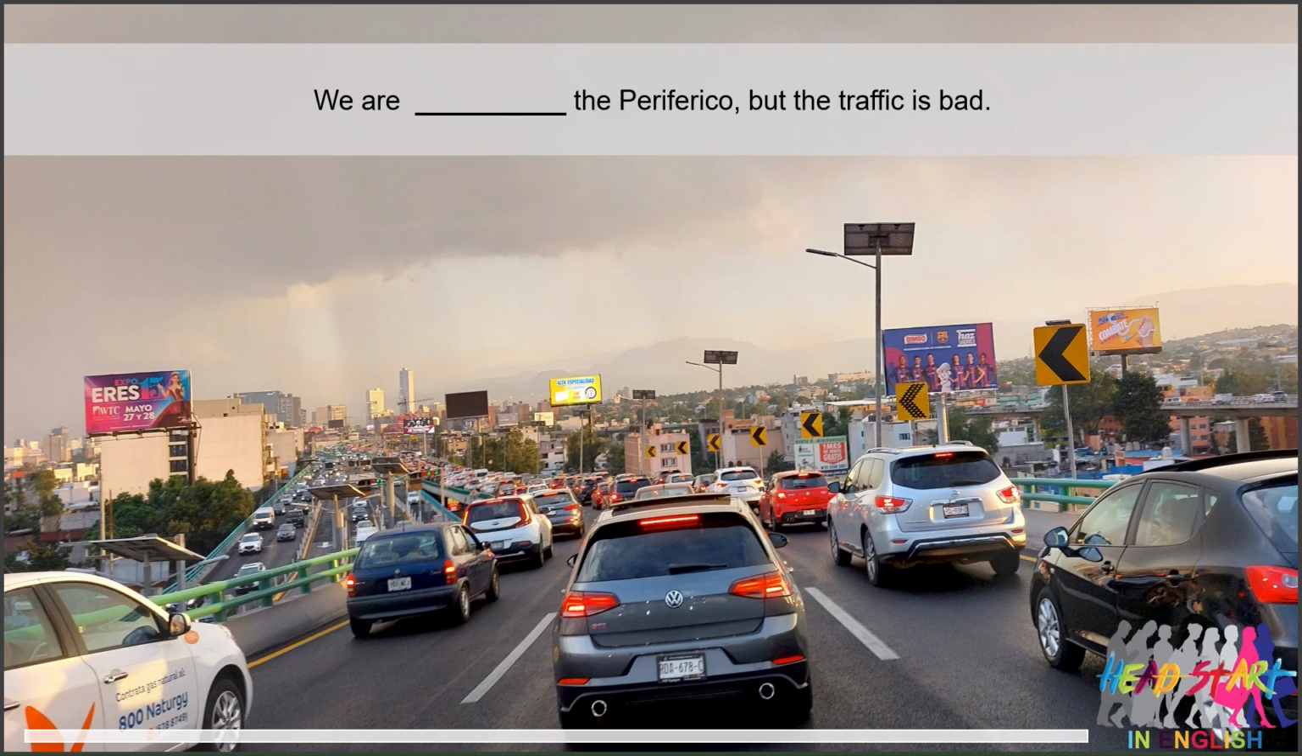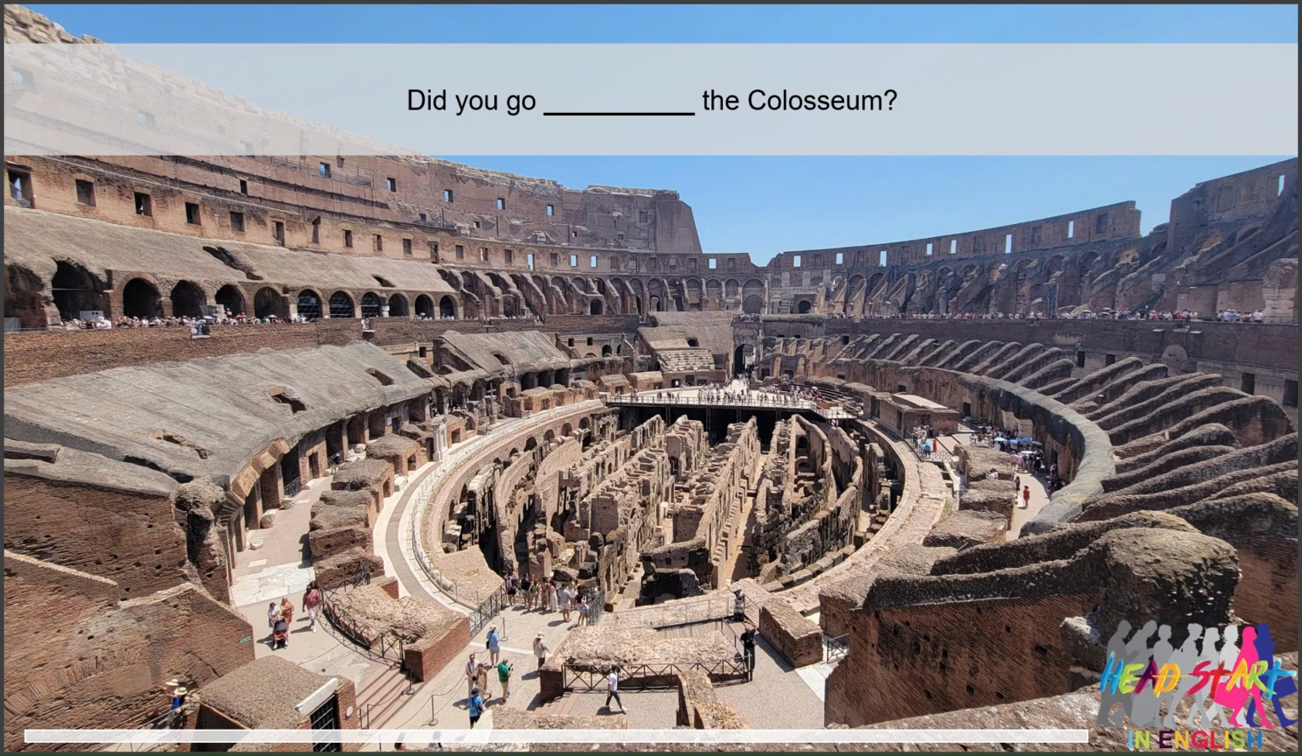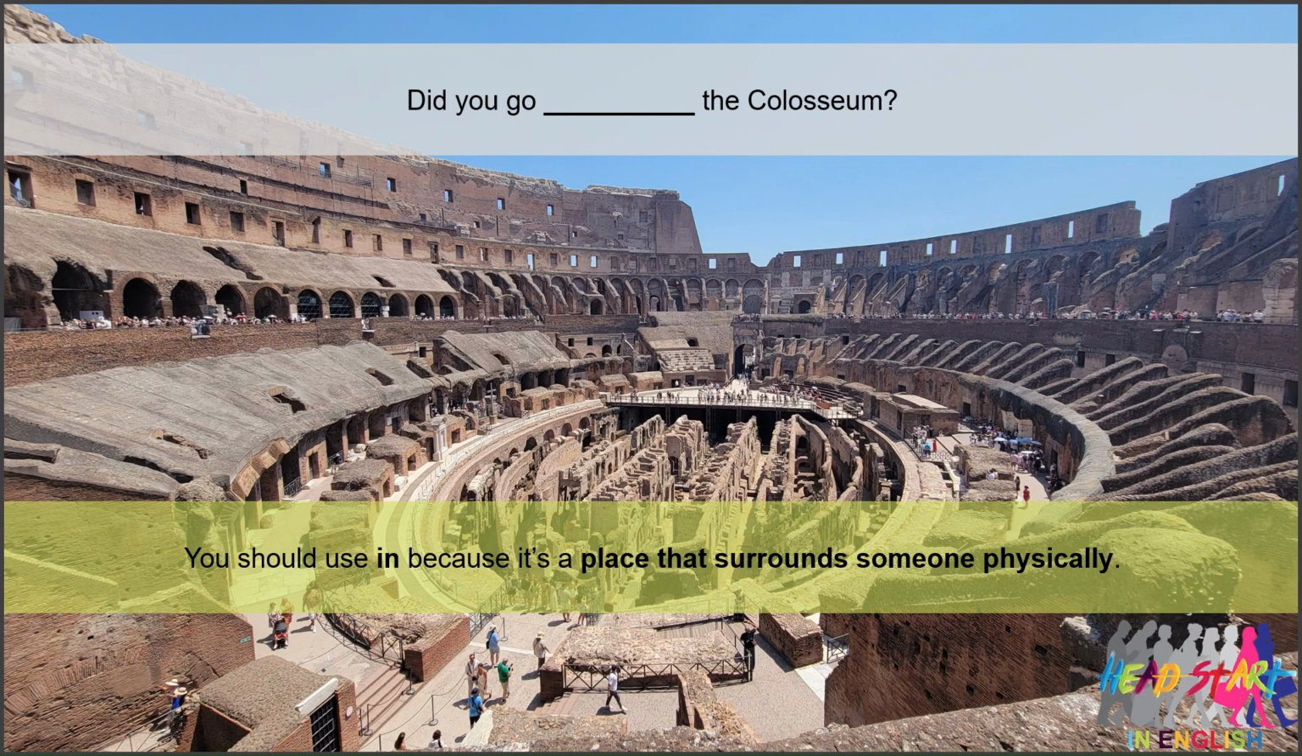We are something the Periferico, but the traffic is bad. We are on the Periferico, but the traffic is bad. We use on here because the Periferico, meaning ring road, is a kind of road or street. Did you go something the Colosseum? Did you go in the Colosseum? The Colosseum is a place that surrounds somebody physically.